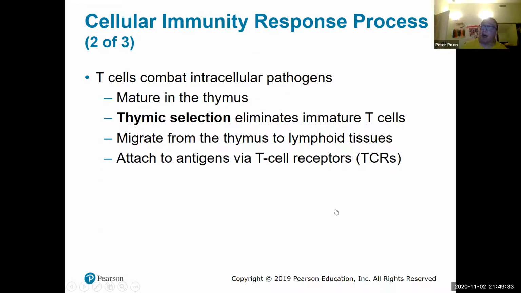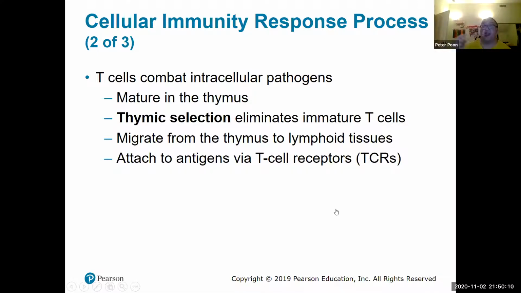Now we're talking about the other wing. First the humoral wing, now the cellular wing, and this is managed by T cells. T cells mature in the thymus, where they undergo something called thymic selection. The only thing that passes thymic selection is things that do not bind to things that are in you.